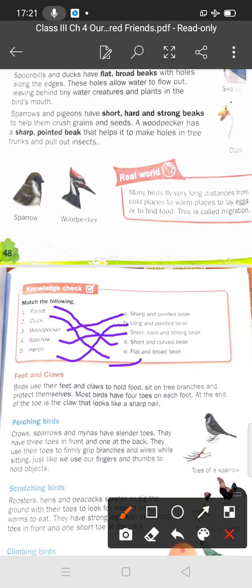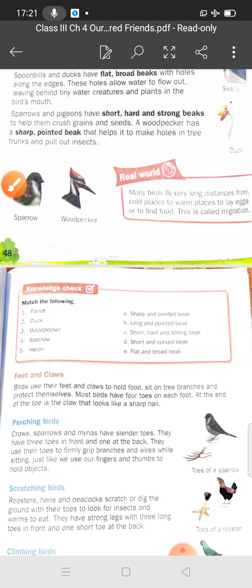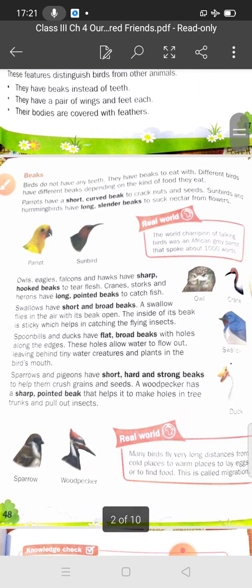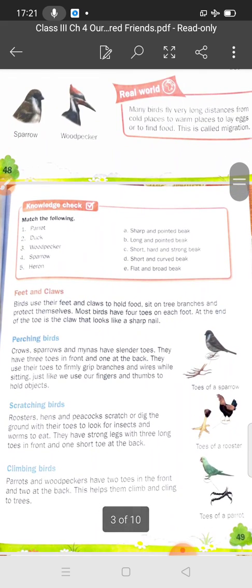So I hope you understand. So you do this exercise. You can find the answers when you read this chapter very carefully. We have discussed the different types of bird beaks, and in the next lecture we will discuss bird feet and claws. We will discuss perching birds, scratching birds and climbing birds.